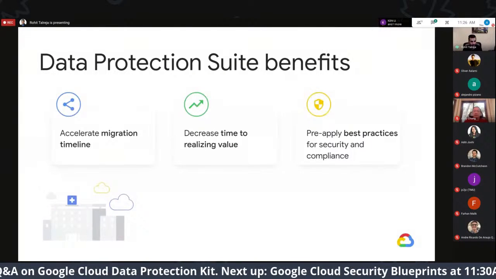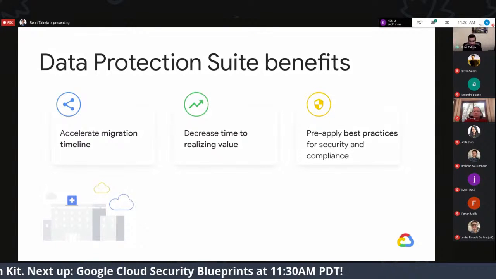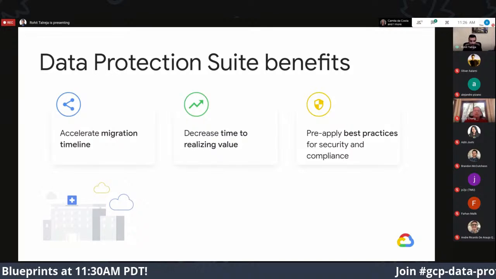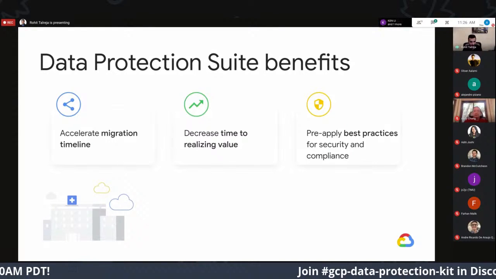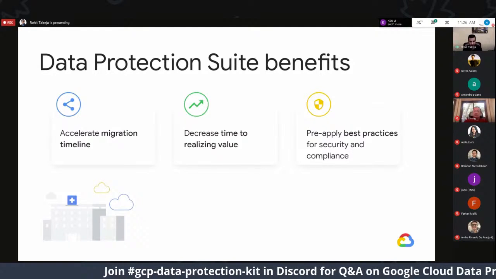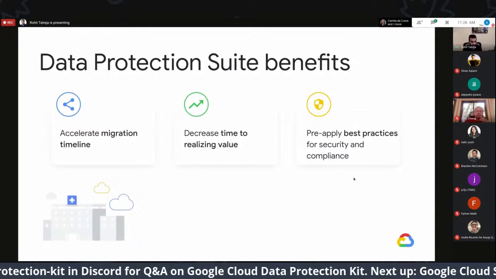The data protection suite is one way to accelerate getting workloads on cloud faster and pre-applying some of these best practices. But at the end of the day, everything is still fully configurable and extensible for you to take advantage of all the benefits that exist.